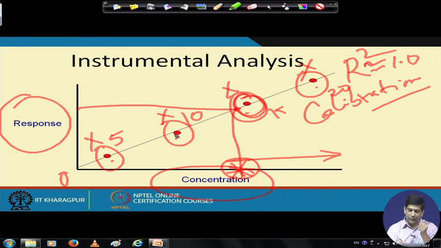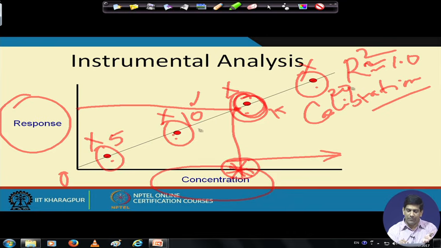But then if you use the same 10 ppm to check it, and the 10 ppm was wrong to start with, the next time when you check, it will give you the correct result, because what we are doing in the beginning is we are telling the machine that if you get this response, that is for 5 ppm. If you get this response, this is for 10 ppm. If you get this response, this is for 15 ppm. If you get this response, it is for 20 ppm.